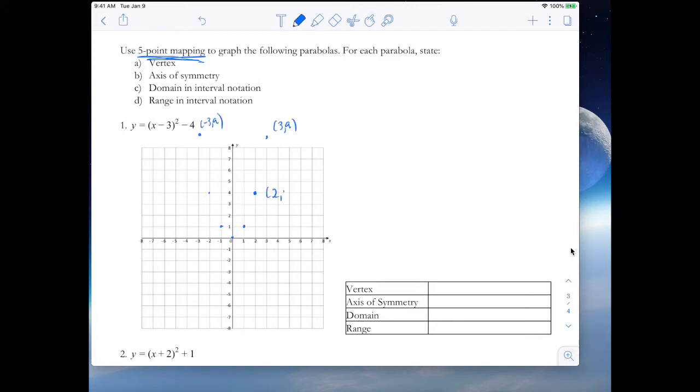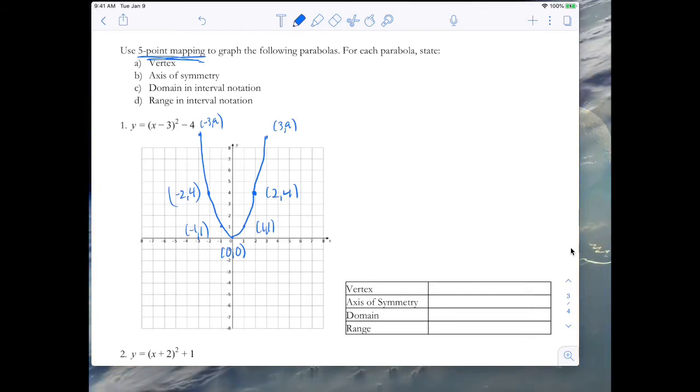We've got (2, 4) and (-2, 4). Then (-1, 1), (1, 1), and (0, 0). Okay, so this is my first graph, which of course is horrible. I'm even worse on the iPad than I am on the board somehow.